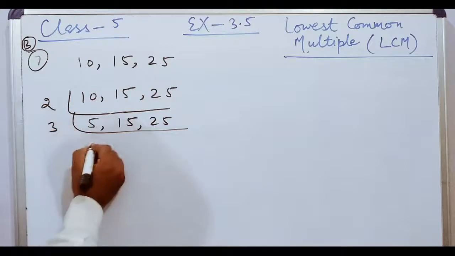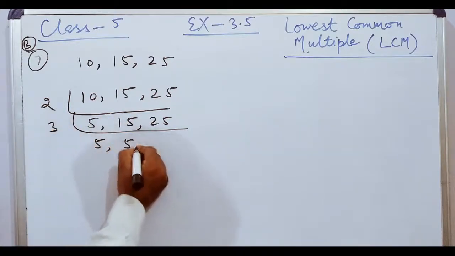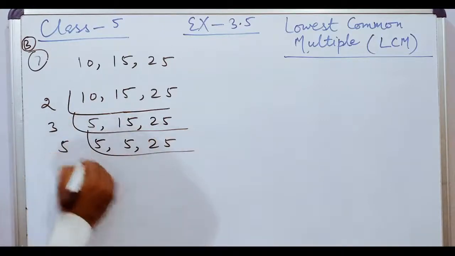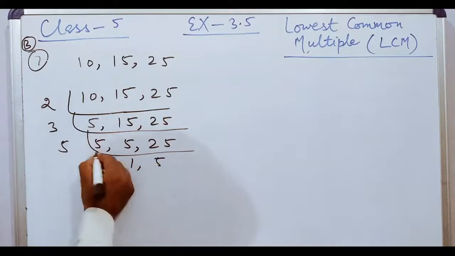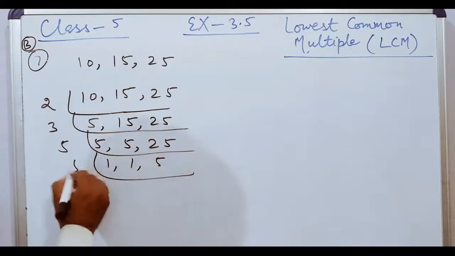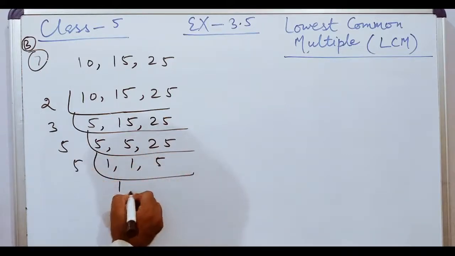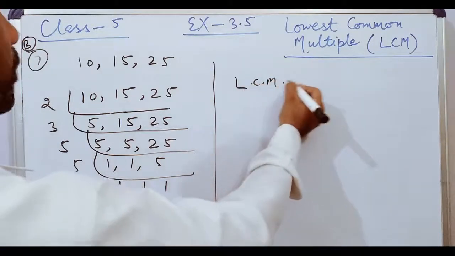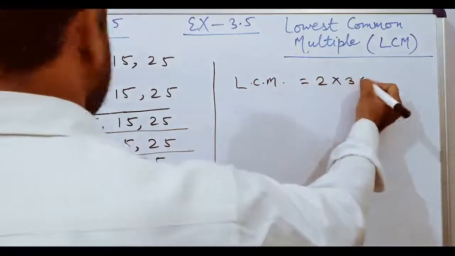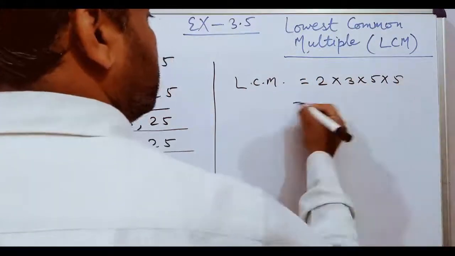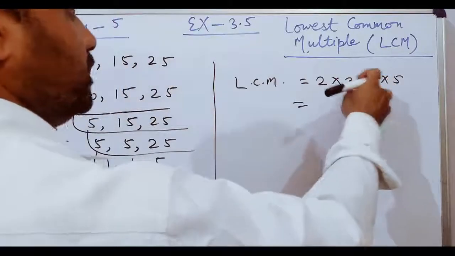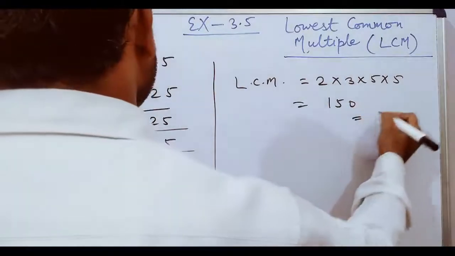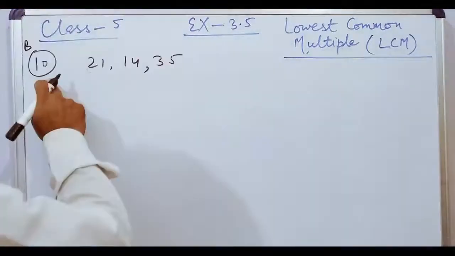Now by 3, 3 5s are 15. See, 3 5s are 15, and 25. Now these are divisible only by 5, 5 1s are 5, 5 5s are 25. Now we have to get 1 at last, so again by 5. Then LCM equals, what is the LCM? 2 into 3 into 5 into 5. So 5 5s are 25, 25 3s are 75, 75 2s are 150. This is the answer.